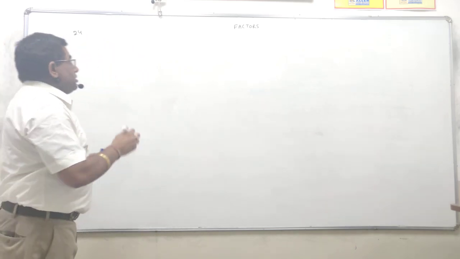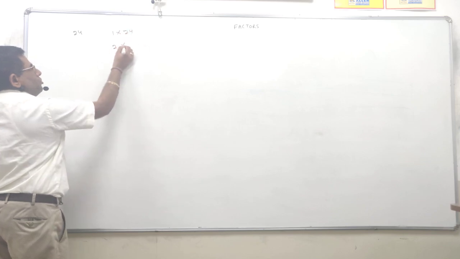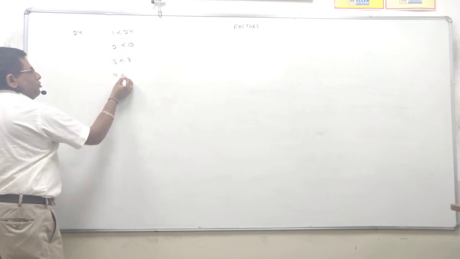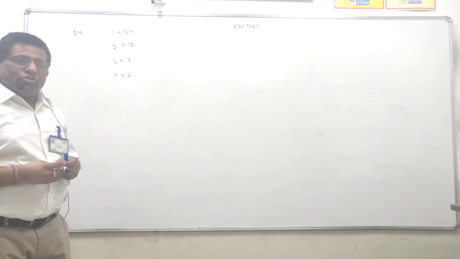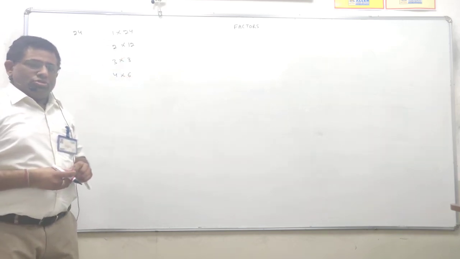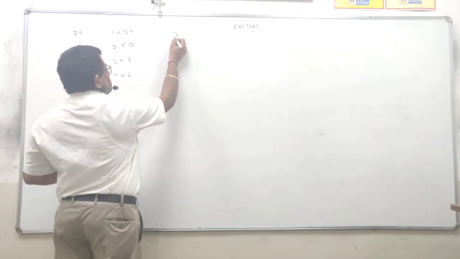Yes, you are saying that 1 is a factor. We can write 24 as 1 into 24, 2 into 12, 3 into 8, 4 into 6. So by observing, you have seen that there are 8 factors of 24. So what happens if the number is 360, for example?